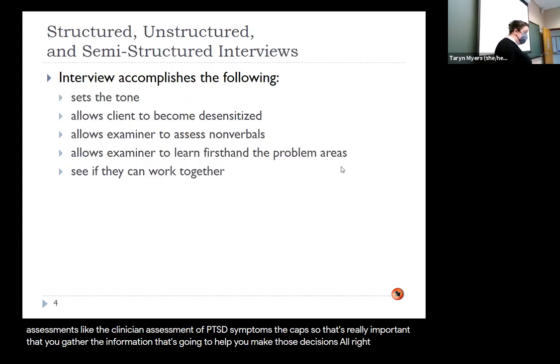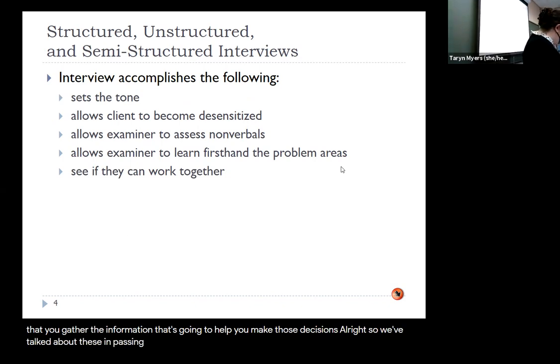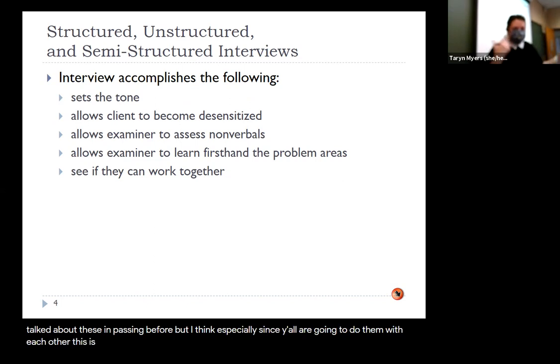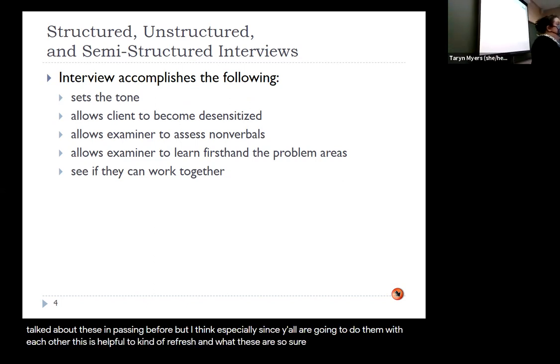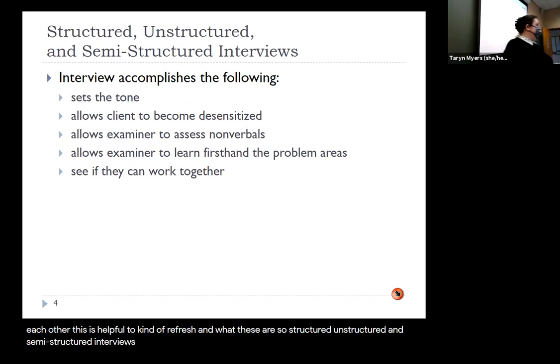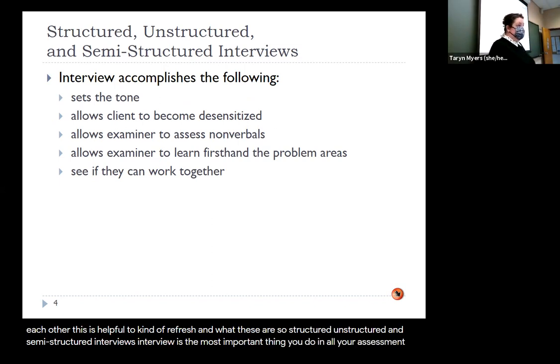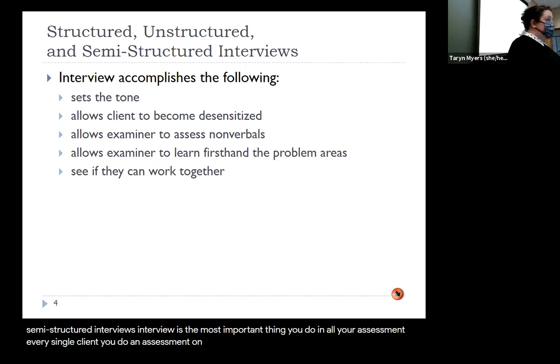All right, so we've talked about these in passing before, but especially since y'all are going to do them with each other, this is helpful to refresh on what these are. So structured, unstructured, and semi-structured interviews. Interview is the most important thing you do in all your assessments. Every single client you do an assessment on, you should have some sort of interview with.